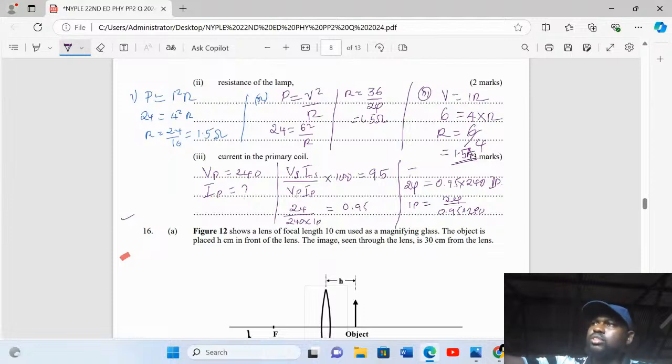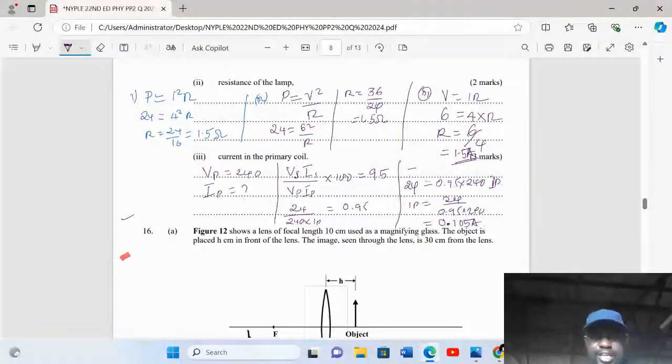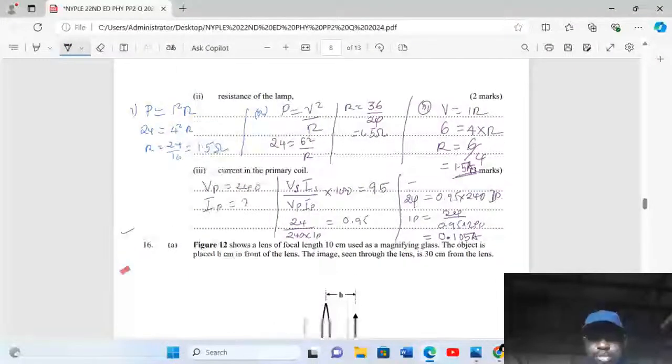This is 24 divided by 0.95 times 240. We're going to get a current of 0.1 amperes from the input side.